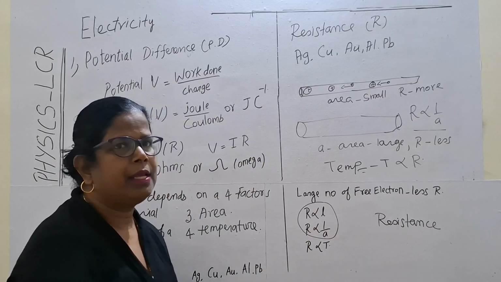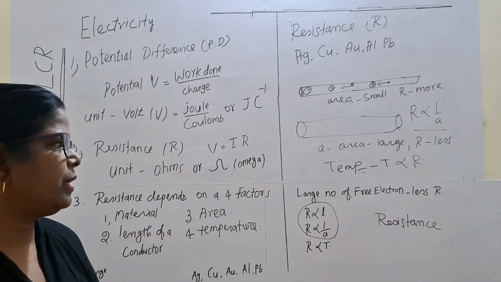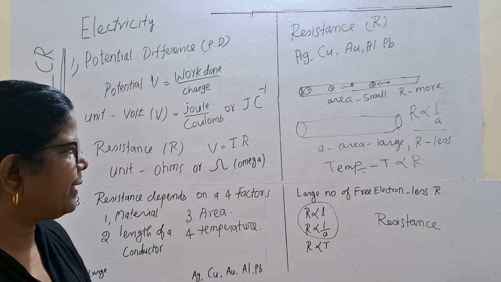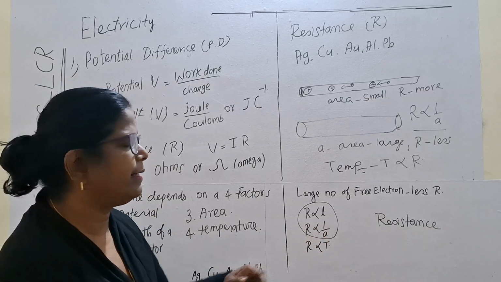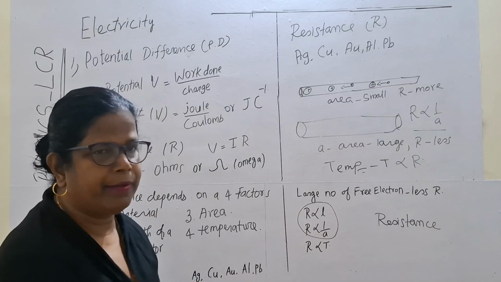Next class we will see: resistance is directly proportional to the length of the conductor. L is the length of the conductor, A is the area. These two things are very important.